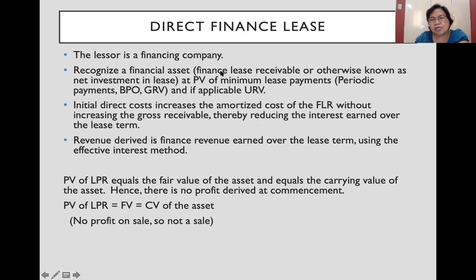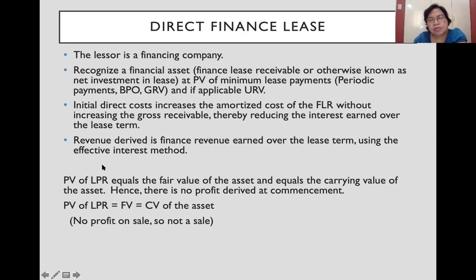In effect, if here you have computed already an interest rate, but subsequently you incur initial direct costs, the amount of interest rate that you computed here will have to be adjusted because incurring initial direct costs will reduce the interest earned over the lease term. So it will also decrease the effective rate.